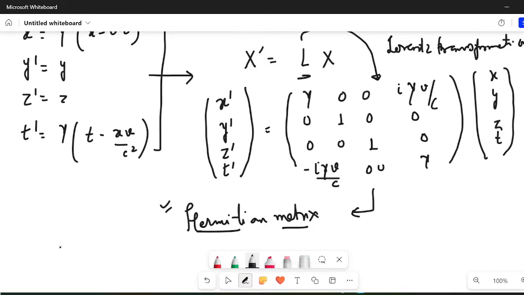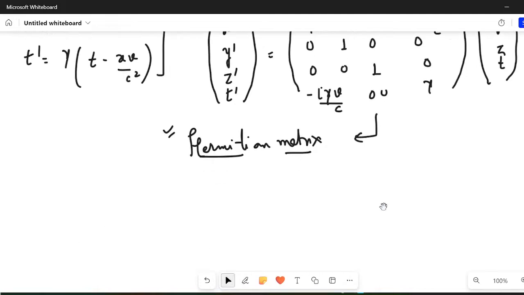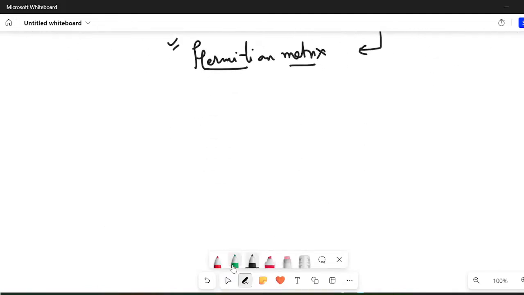Now there is one important theorem, or you can say a property, that I'm going to write. So some important points I'm going to write down.